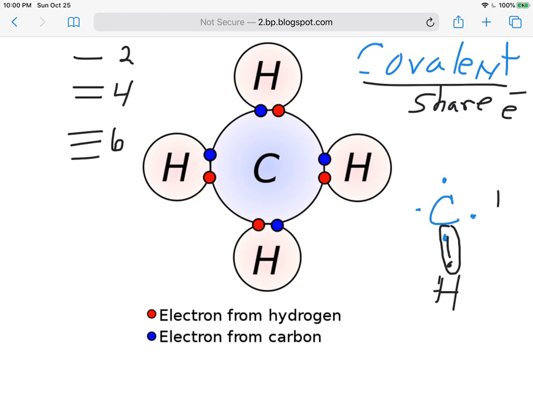And here, let's finish off that. And that's what's showing up here. Whoops, this should be an H. And that's what's showing over here. So these two that are sharing, it's your 1 valence electron from hydrogen and your 1 from carbon.